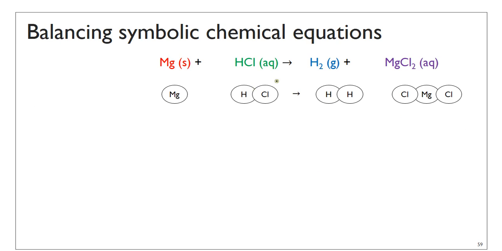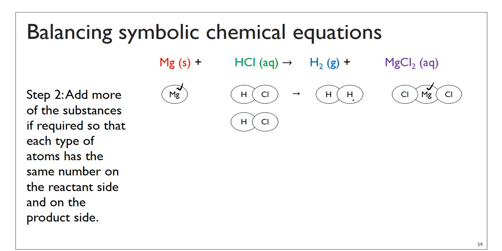So let's think about this. Magnesium is already balanced. There's one here, and there's one here. Chlorine is not balanced. You have one chlorine on this side and two on this side, and hydrogen is not balanced. You have one on this side and two on this side. So if I add one more of this whole thing, one more HCl, I would be able to balance hydrogen and chlorine. So everything is going to be balanced.